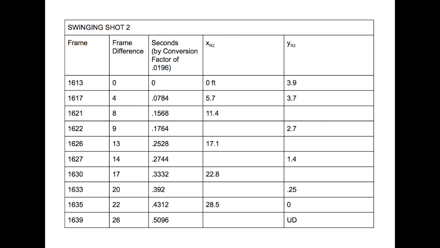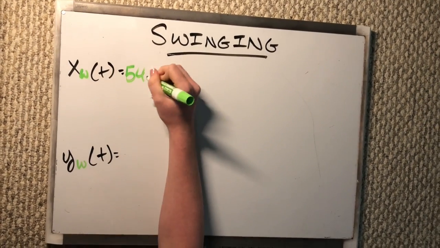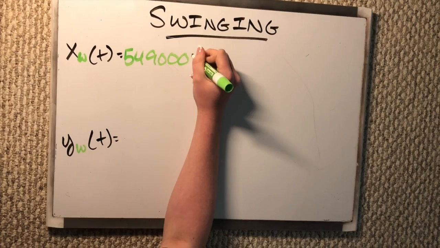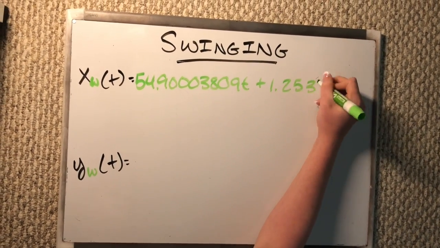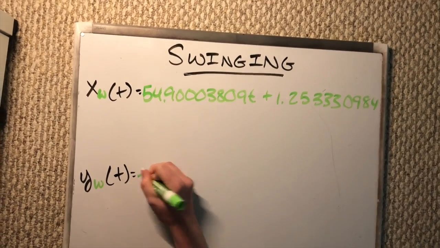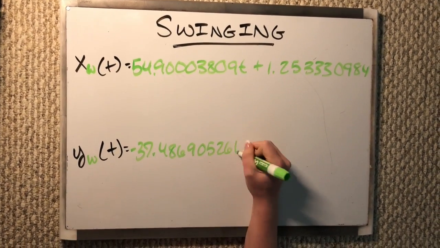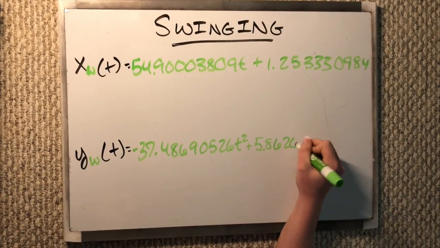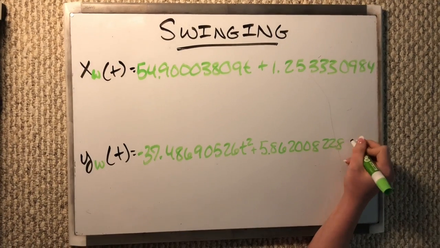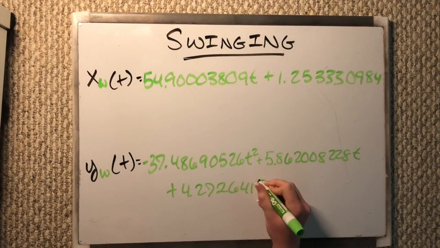These were our charts for our swinging shots, along with the average chart we used to calculate the regression lines. The regression line for xw of t was 54.900038009t plus 1.253330984. The regression line for yw of t was equal to negative 37.48690526t squared plus 5.862008228t plus 4.272641594.